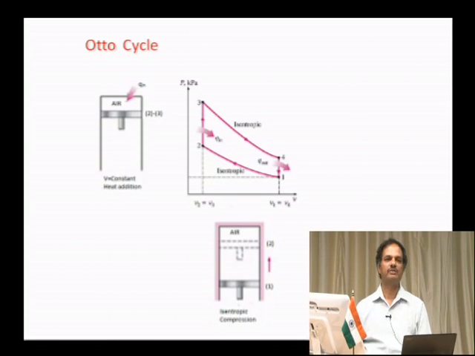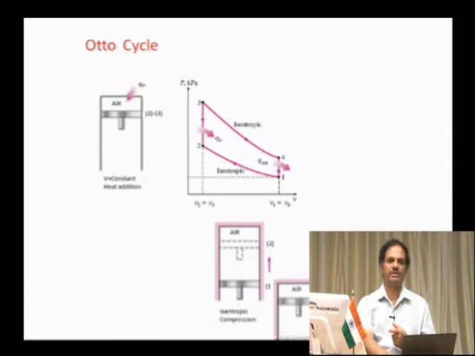So, this happens with constant volume, whereas pressure increases. You can see from 2 to 3 pressure increases, P2 to P3. Volume remains constant during this process, a constant volume process.